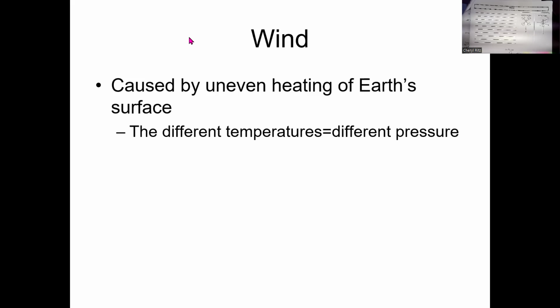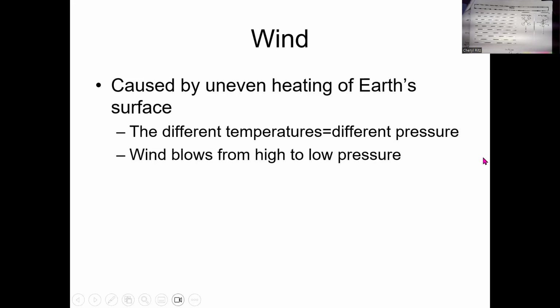So the wind is really trying to equal out the pressure. It doesn't like that there's low pressure near the equator where it's hot and high pressure near the North Pole where it's cold. So the wind is trying to even it out. And just like osmosis and diffusion, it will always go from high areas to low areas. So the wind will always blow from high pressure to low pressure.